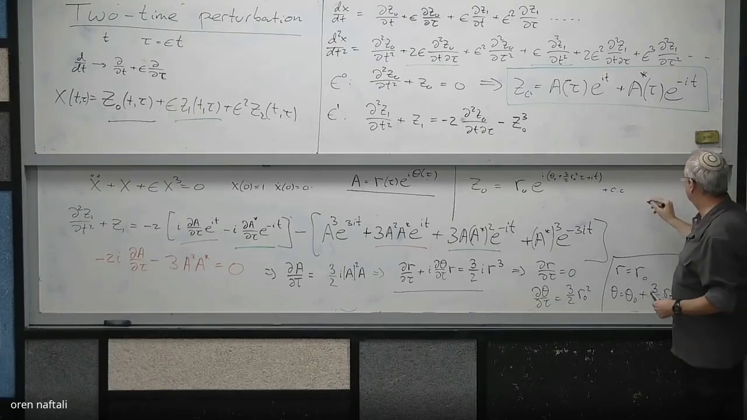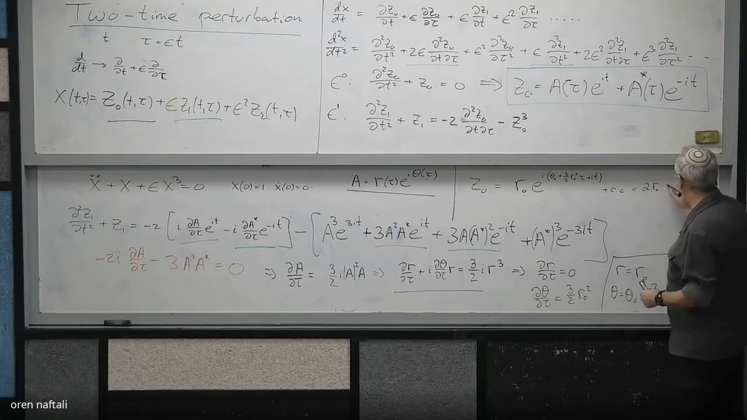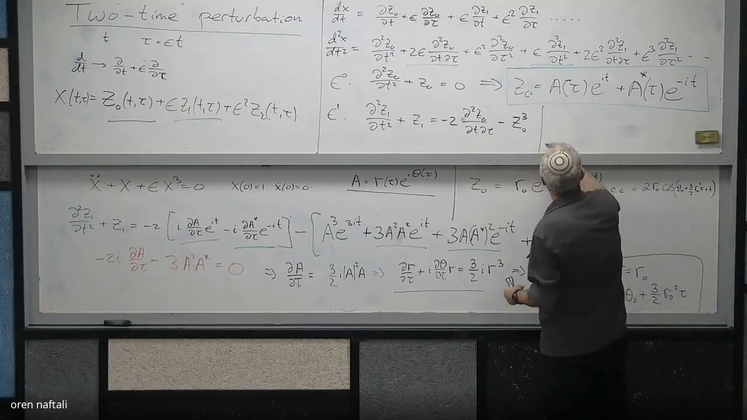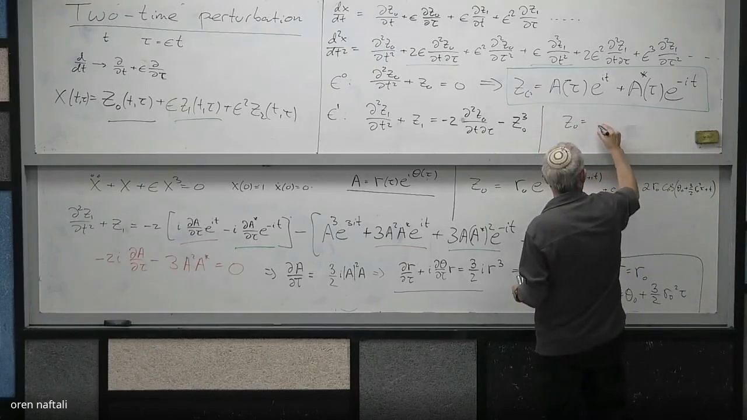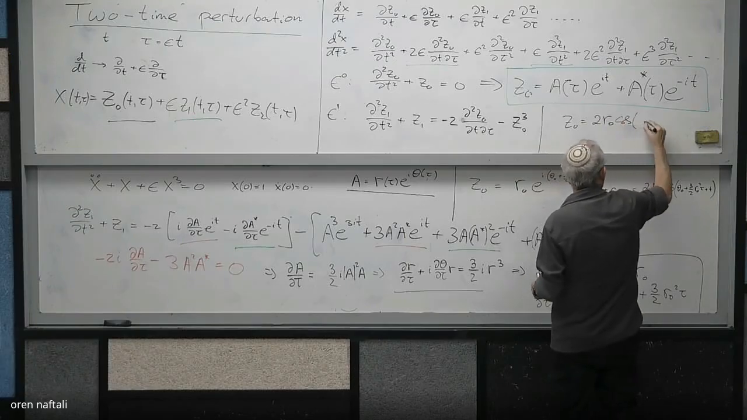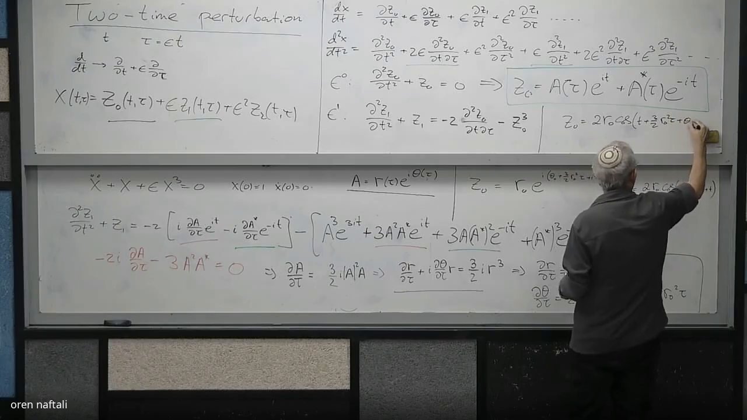Okay? So it's very easy. It will give me 2 R naught times cosine of theta naught plus 3 halves R naught squared tau plus T. This is Z naught, right? So after all, we found that Z naught is 2 R naught cosine of T plus 3 halves R naught squared tau plus theta naught.